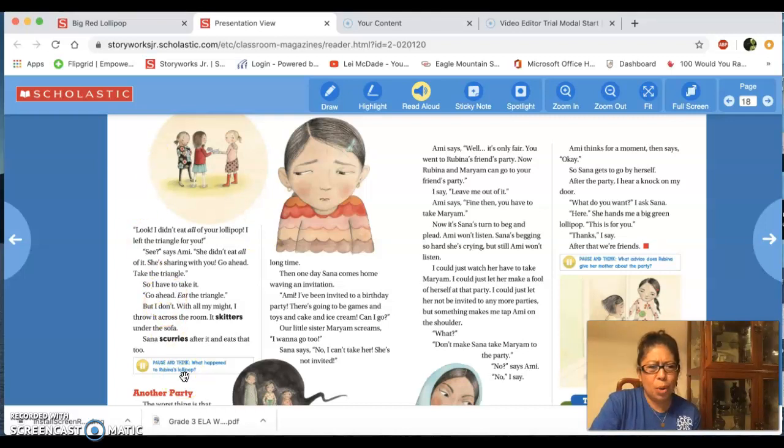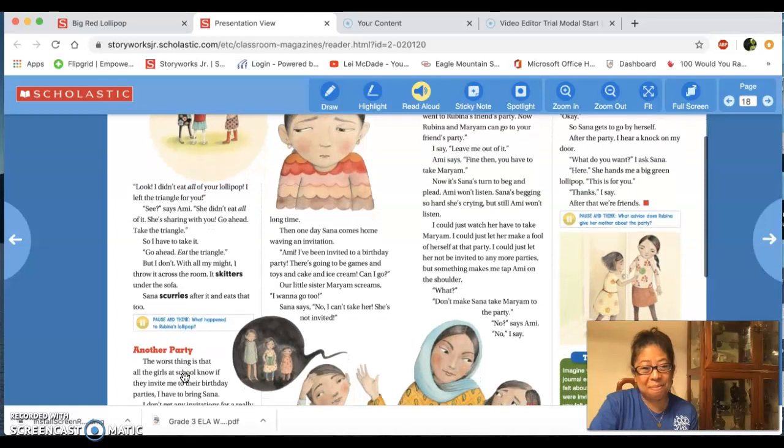Pause and think. What happened to Rubina's lollipop? Well, the lollipop was eaten by Sana, and all she left was a little tiny piece of triangle. And Rubina was not very happy about that.